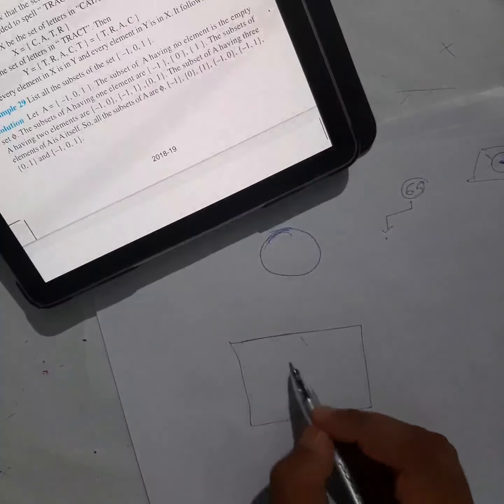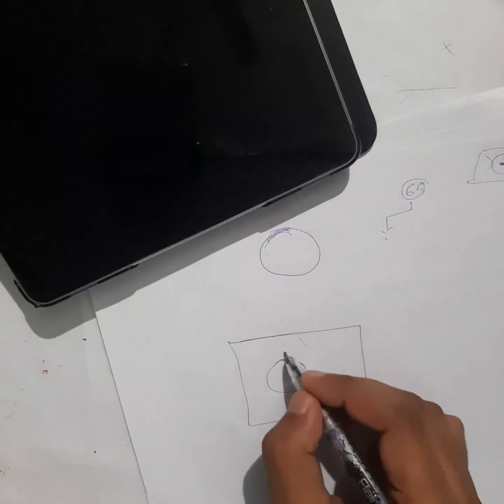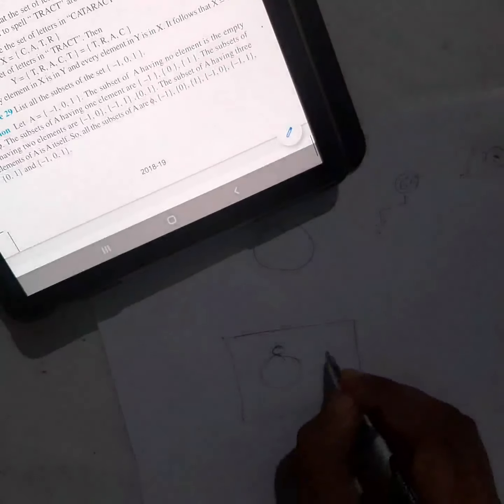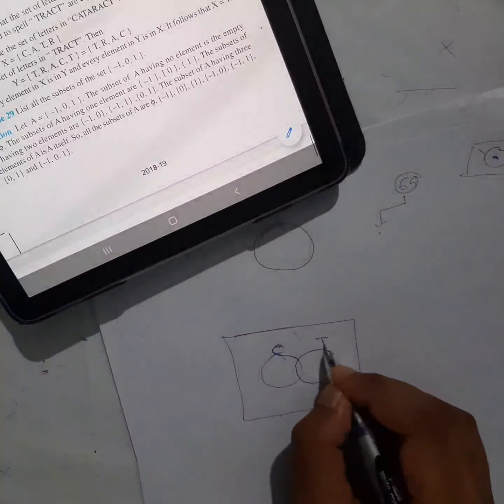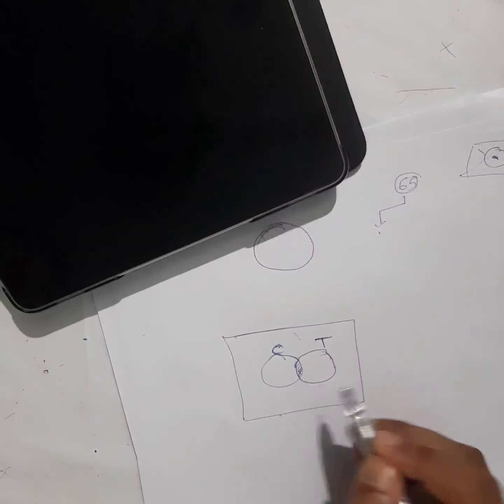So let me draw the Venn diagram directly. Suppose this is the universal set. They have said there are 65 people, right? So inside this set there will be 65 people. Okay, so out of 65, how many like cricket? They have said 40 like cricket. So let me take this one as cricket, the set of people who like cricket. Next, those who like both cricket and tennis. So let me take this set as people who like tennis. So this will be the region of those who like both cricket and tennis.